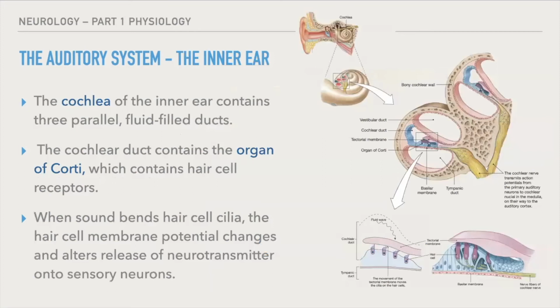The cochlea of the inner ear contains 3 parallel canals, and the cochlear canal contains the organ of Corti, which contains the hair cell receptors, the inner and outer hair cells, for the auditory stimuli. The cilia protrude from the hair cells and are embedded in the tectorial membrane, as you can see in the picture at the bottom.